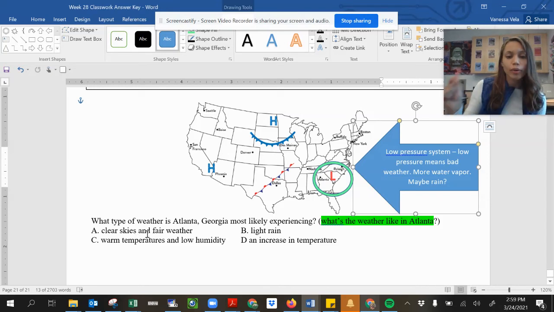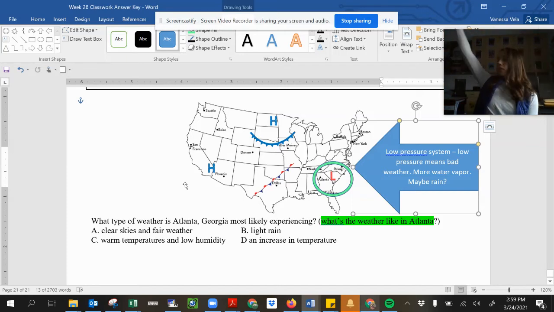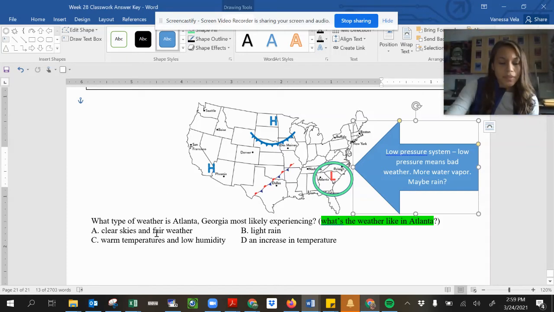You're going to delete 2 answers that are obviously wrong. So let's read them out. A, clear skies and fair weather. Or is it B, light rain? Or is it C, warm temperatures and low humidity? Or is it D, an increase in temperature?